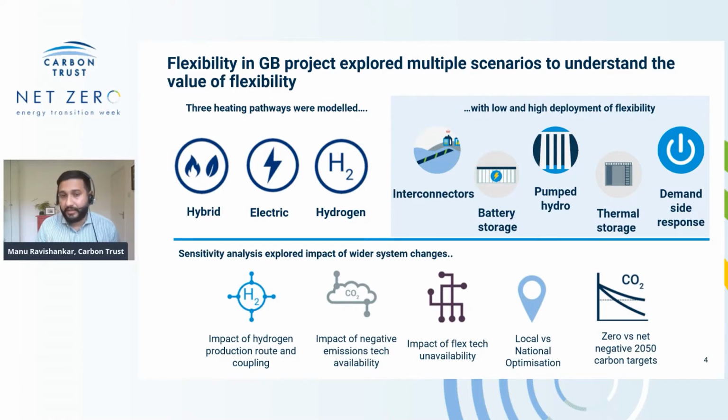We looked at the different hydrogen production routes, and in that we also looked at the level of coupling that hydrogen and hydrogen-related technologies can enable. This is something that we'll pick up later in this presentation. We looked at the impact of availability or unavailability of carbon negative technology and the implications for the wider system, and similarly looked at the impact of flexibility technology availability. For example, if we do not have demand side response, or if batteries become too expensive, or if we're not able to deploy the level of thermal storage required.